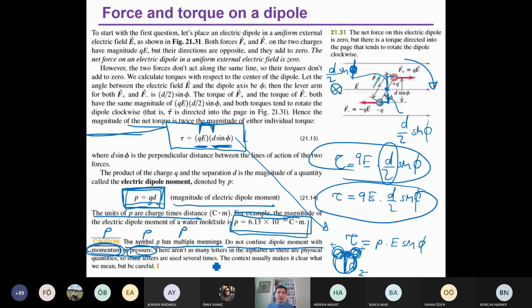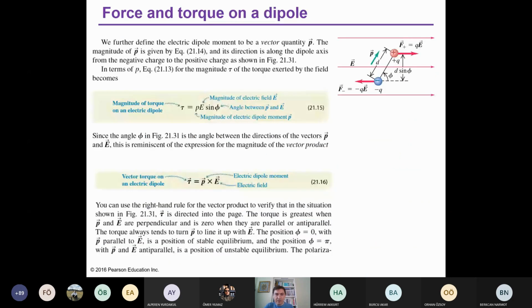Okay, now let me continue with this one. So then here I have P E sine phi. I have written this one here. Okay, so what do you see here? This is the vector product, right? I can write this expression in this form because here I have sine phi, P vector product E. Okay, this is the electric field, this is the electric dipole moment, and this is the vector torque on an electric dipole.